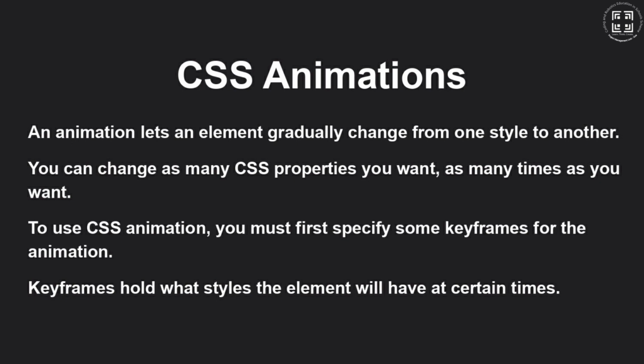An animation lets an element gradually change from one style to another. You can change as many CSS properties as you want, as many times as you want. To use CSS animation, you must first specify some keyframes for the animation. Keyframes hold what styles the element will have at certain times.